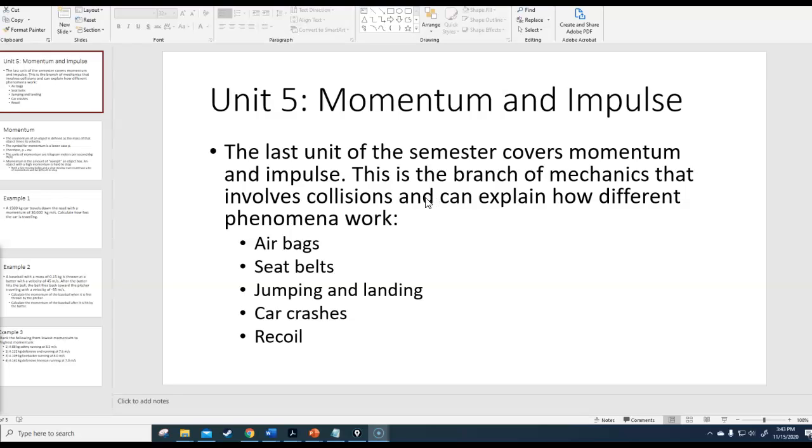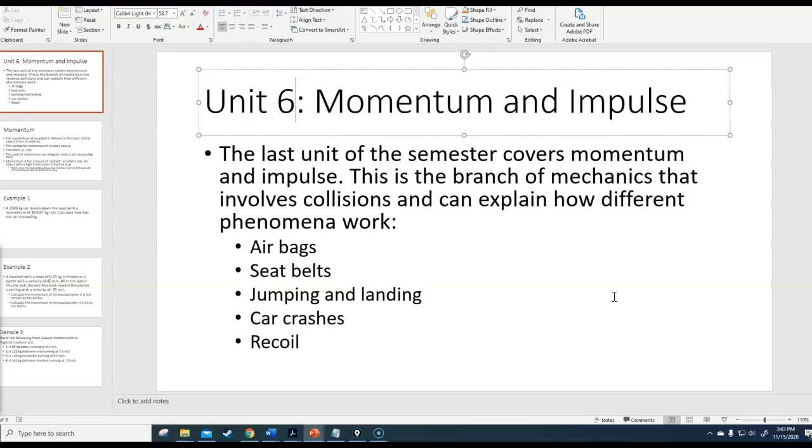Okay, so in this video we're going to start our next unit, which technically speaking is actually Unit 6. And this unit is called Momentum and Impulse. So this is going to be the last unit of the semester, whoop whoop. And this is continuing under the branch of mechanics.